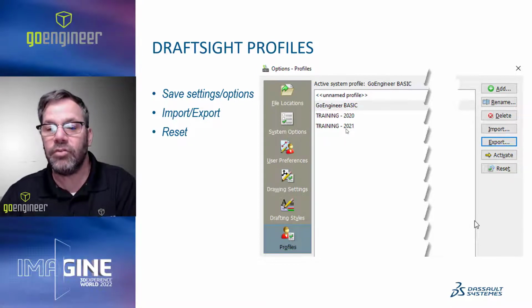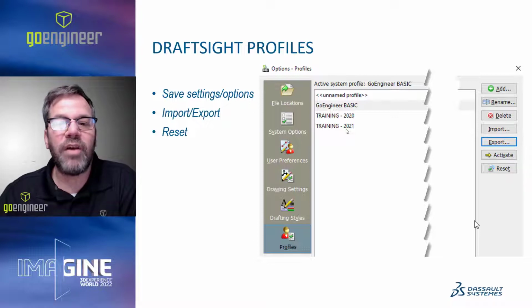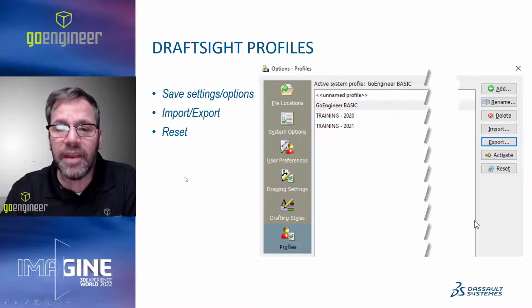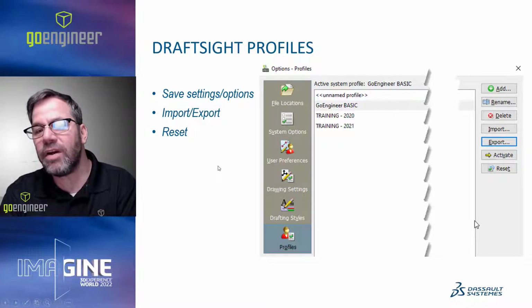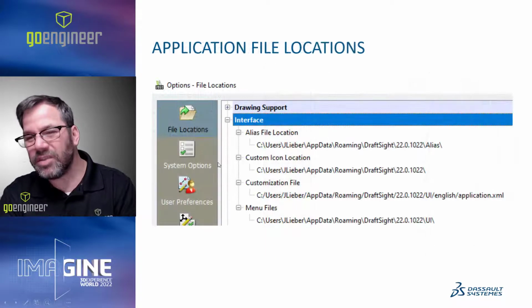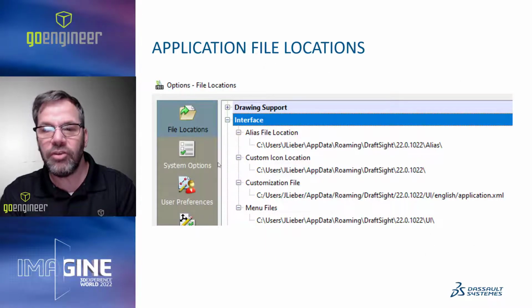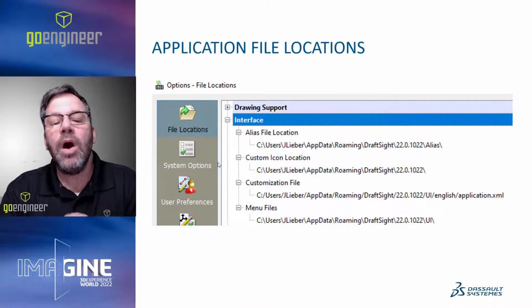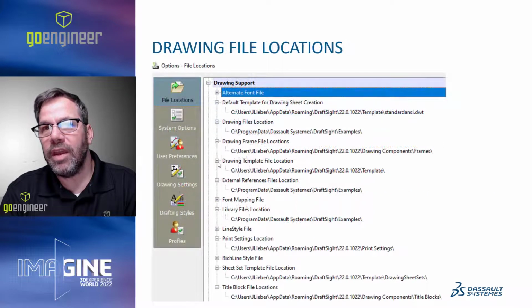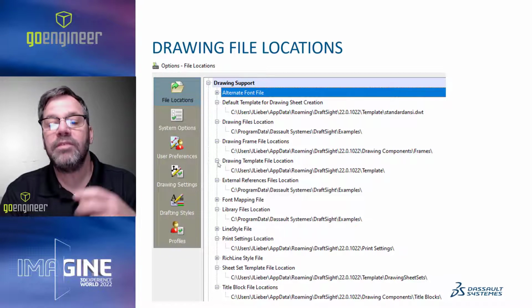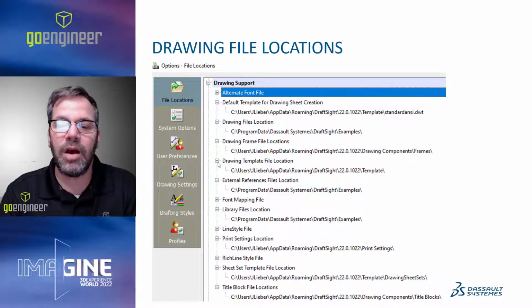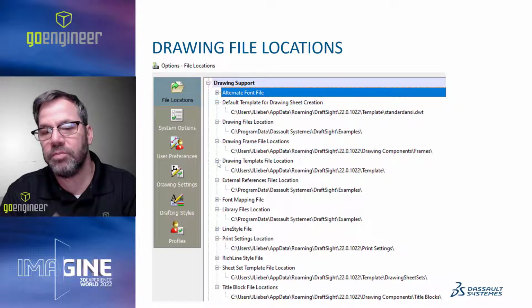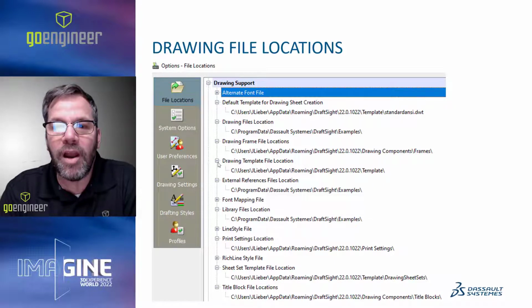So you can create these individual profiles. But these are your DRAFTSIGHT profiles. And then again, like I was mentioning, you have your application file locations, which is basically customizations of the user interface, and then your drawing support. That's going to set up for when you say, I want to create a new drawing, where is it finding the templates? I want to insert blocks, where is it going to look for those blocks, type of thing.